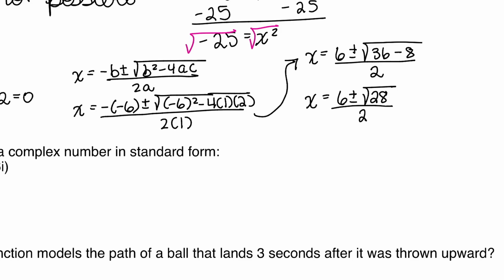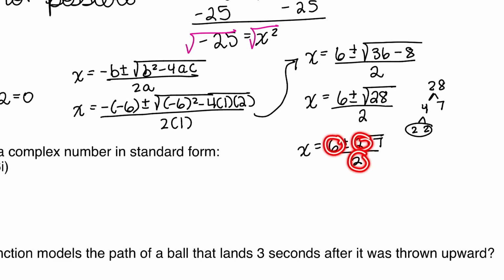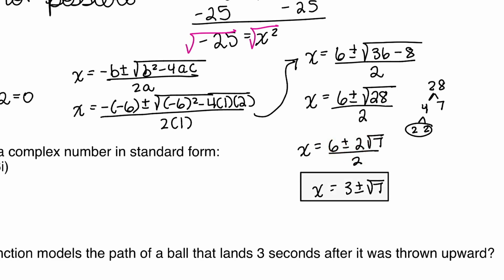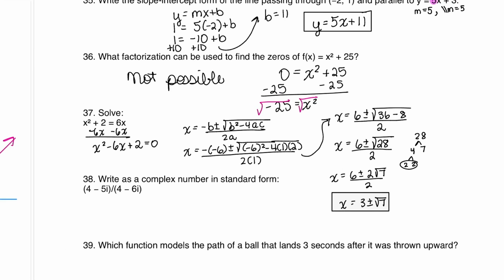Now the square root of 28 can simplify a little bit. If we break that down into 4 and 7, and then 2 and 2, so this is going to reduce to 2 square root 7. Both 6 and 2 are both divisible by 2, so we can go ahead and write it that way. And these are our two solutions to the equation.